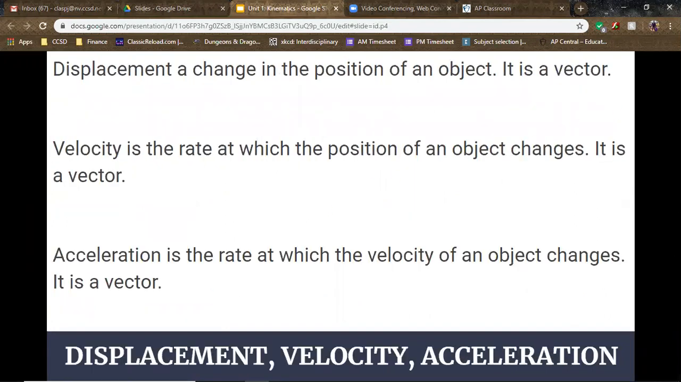So, general definitions. Displacement. Displacement is a change in the position of an object. It's a vector. Vectors, velocity, displacement, acceleration, all of these are going to be vectors. So displacement simply tells me, how did the position change? Whether you're in the positive or negative position doesn't really affect displacement so much, just as far as what the change was. Velocity is the rate that the position changes at, so it's displacement over time. And acceleration is the rate at which the velocity changes, so it's a change in velocity over time.